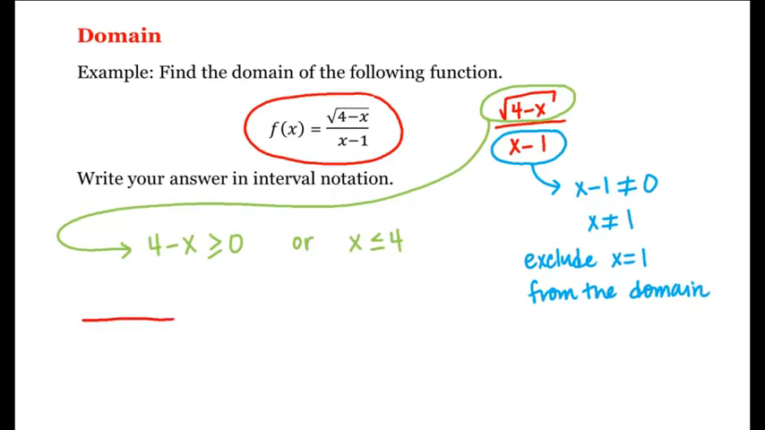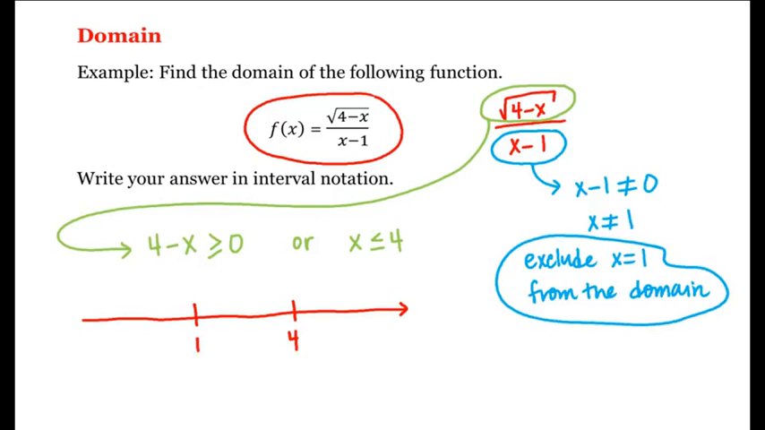Looking on the number line, let's say this is 4, and this is 1. x equal to 1 has to be excluded from our domain. So let's put an open circle here at 1. But any other x less than or equal to 4 will be in the domain. That is, we'll put a closed circle at 4 and we go to the left, but we cannot include 1. So this would be our domain graphed here.